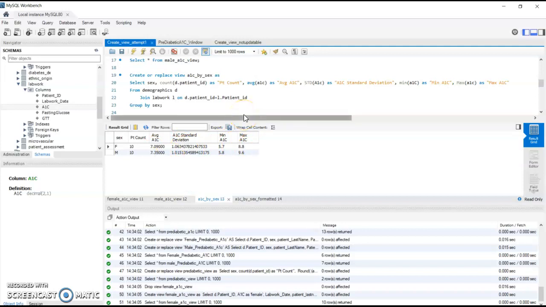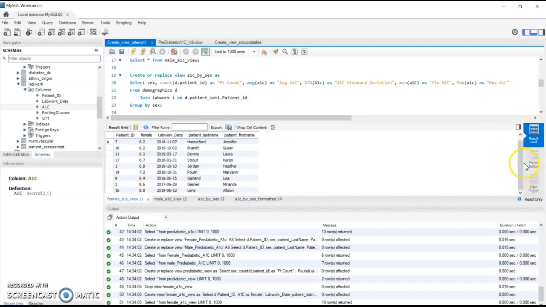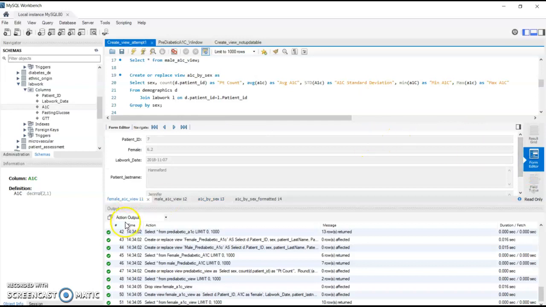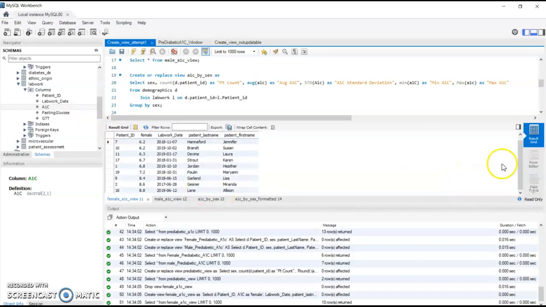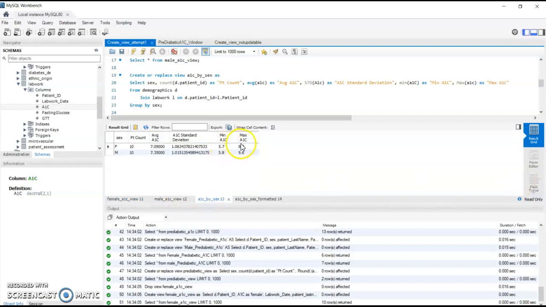Just to confirm that I have the right data, I am going to look at my female original table. I'm going to scroll up to the top. And I do have my minimum value because I did sort these by A1C. And I have my female minimum is 5.7 and my maximum is 8.8. And this is confirmed by this.